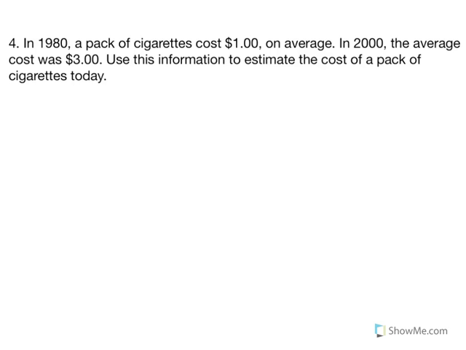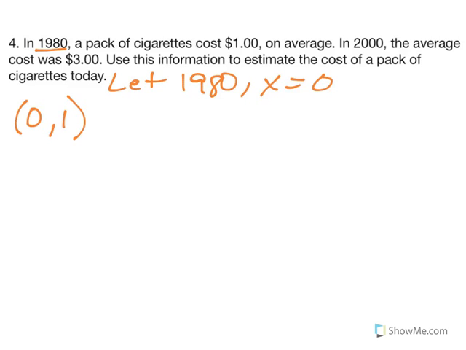Number 4, in 1980, a pack of cigarettes cost $1 on average. In 2000, the average cost was $3. Use this information to estimate the cost of a pack of cigarettes today. Okay, so this gives us very little information in terms of how to write the equation. So the first thing I'm going to do is say, well, 1980 is the oldest year I have. So I'm going to say, let 1980 mean x equals 0. So I have an ordered pair of (0, 1), because that's 1980 with $1.